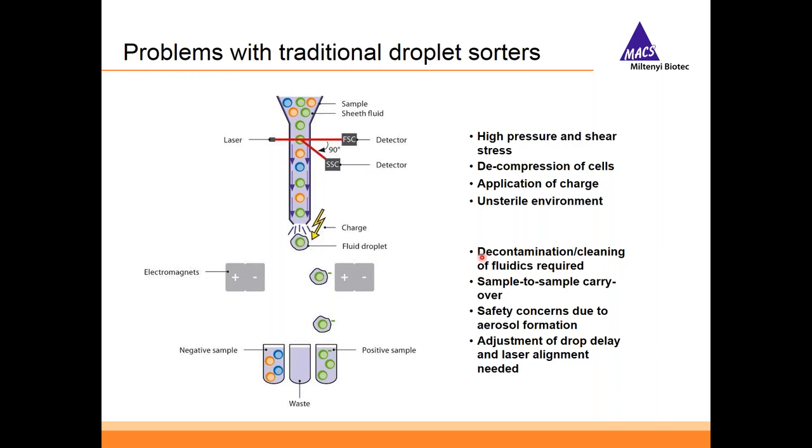And of course, the cells in droplet sorters run through tubing in the system, and fluidics are also brought into the system. So if you, for example, want to sort infectious material, or maybe you want to go for clinical applications and sort patient samples one after another, you need very strong decontamination or cleaning processes of the fluidics. And you have a high chance that there still is sample-to-sample carryover, either of the infectious agents themselves, but also maybe, for example, endotoxins, which might accumulate inside the tubing.